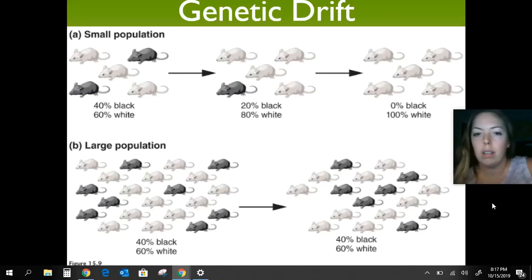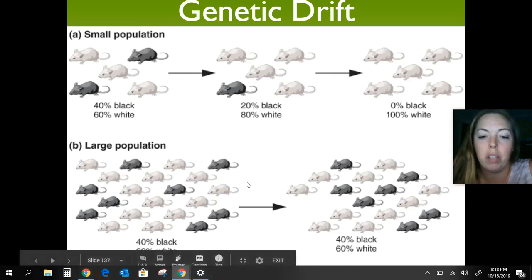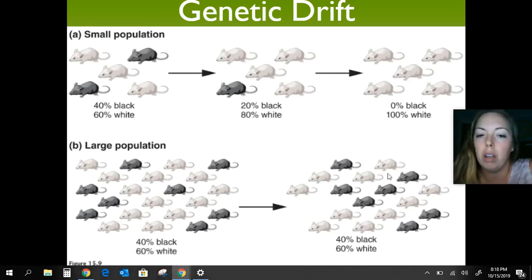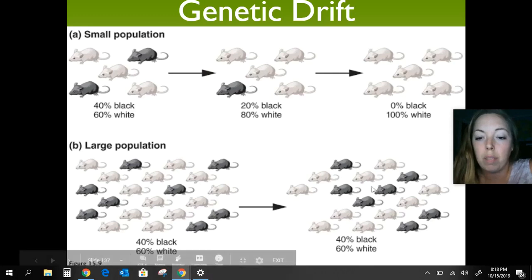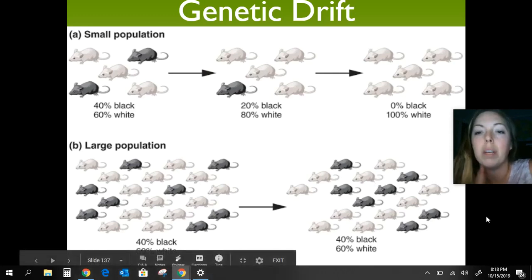This diagram is showing what I was just talking about, but it's showing how this could impact a small population compared to a large one. If the population randomly loses a gene of these black-haired mice, you can see how it's changing the population more easily over time. Versus if it's a large population, the chances of that gene being lost are a lot smaller. So we'll talk a lot more about that in class.